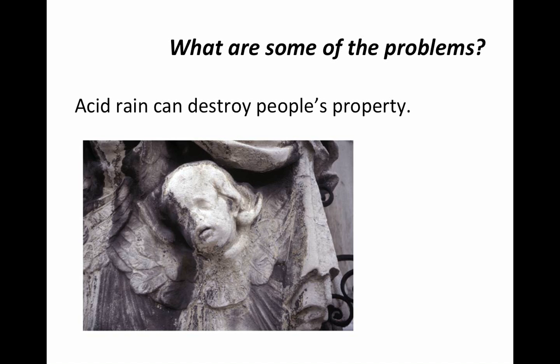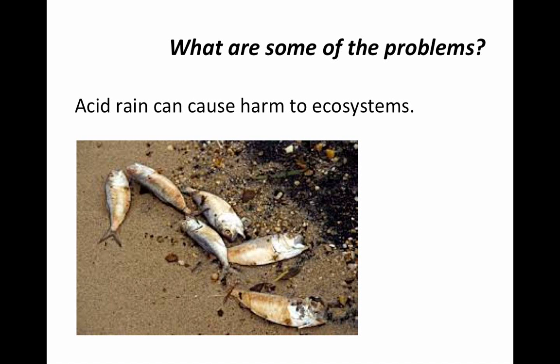Another problem is that acid rain can cause harm to ecosystems. When acid rain falls on lakes, it can make the water acidic. In some lakes, high levels of acid have killed fish. These fish can't survive in water that's like vinegar. You can see in this picture what's happened to them.